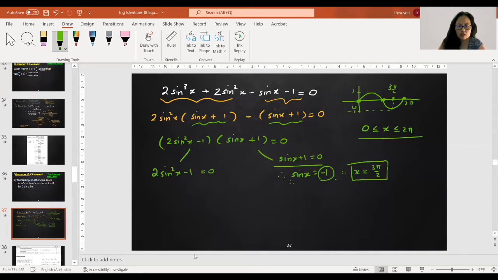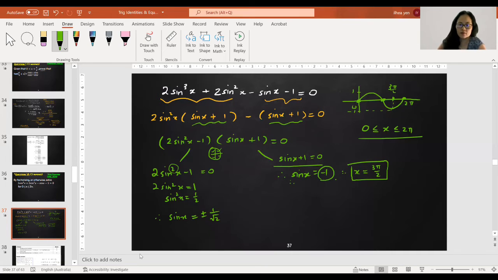Now, this is an interesting one. It's got a square in there, which means you will have all 4 quadrants. So you will have 4 solutions on this side and 1 on the other, so altogether, you will have 5. 2 sine square x equals 1. Sine square x equals half. And if I take the square root, it'll be plus or minus 1 over root 2.